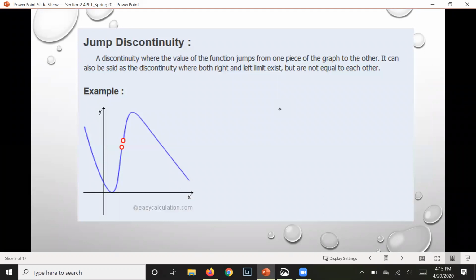Okay, so here's an official definition. A jump discontinuity is a discontinuity where the value of the function jumps from one piece of the graph to the other. It can also be said as a discontinuity where both the right and left limit exist, but they are not equal to one another. And looking at this graph, I may have misspoke. Here it looks like this is an example where the value of the function at a particular point does not actually exist, as we have two open dots. So maybe what's more important is the limit is different from each side. It exists from each side, but it's different.